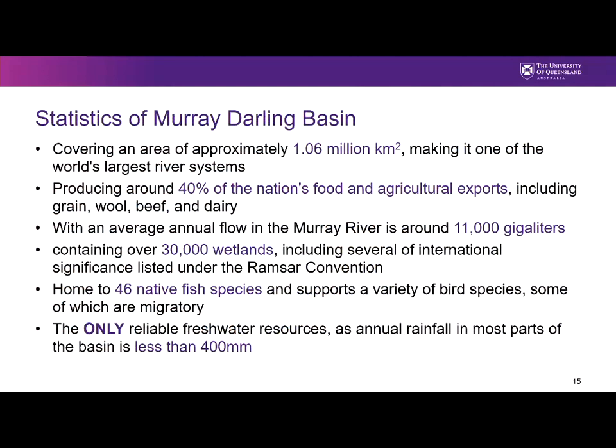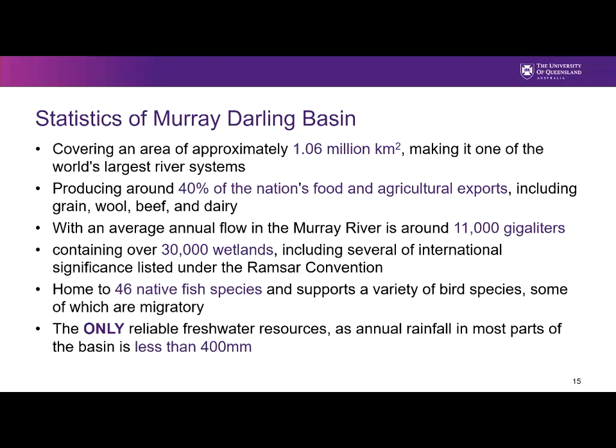Again, some statistics. So covering an area of that billion kilometers, well, you could imagine the map I just showed before. It's the majority of the southeast part of Australia, one of the largest river systems. And it produces around 40% of the nation's food and agricultural export. So it's grain, wool, beef, and dairy. So those are mostly related to animals, but it also has citrus, almond, oranges, tomatoes as well. And it has an average annual flow of 11,000 gigaliters.